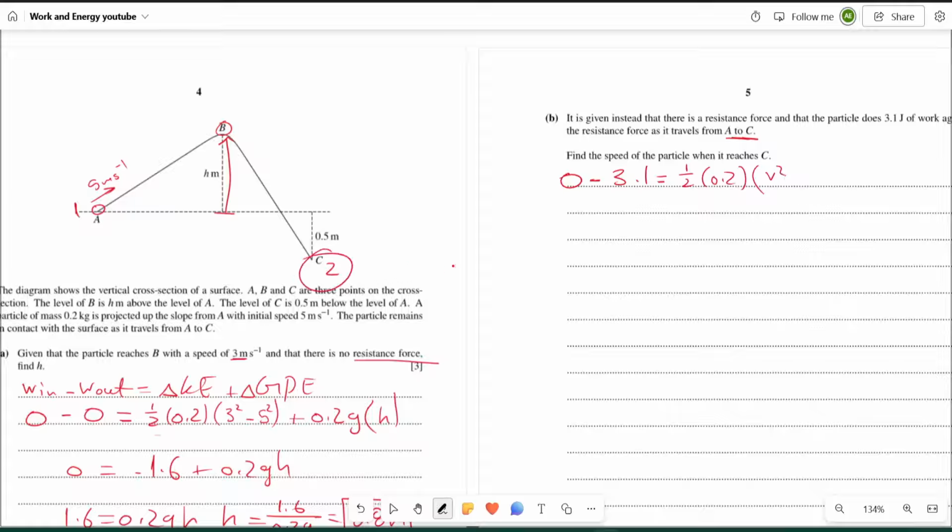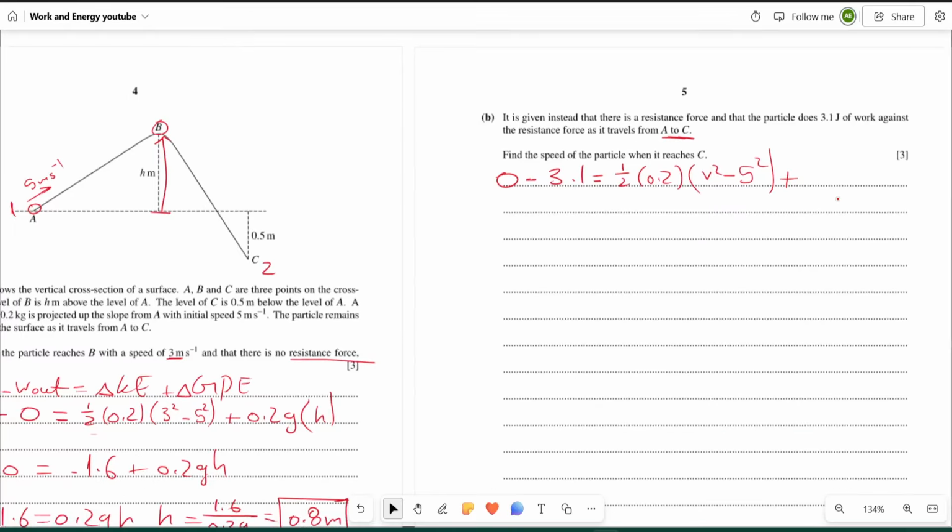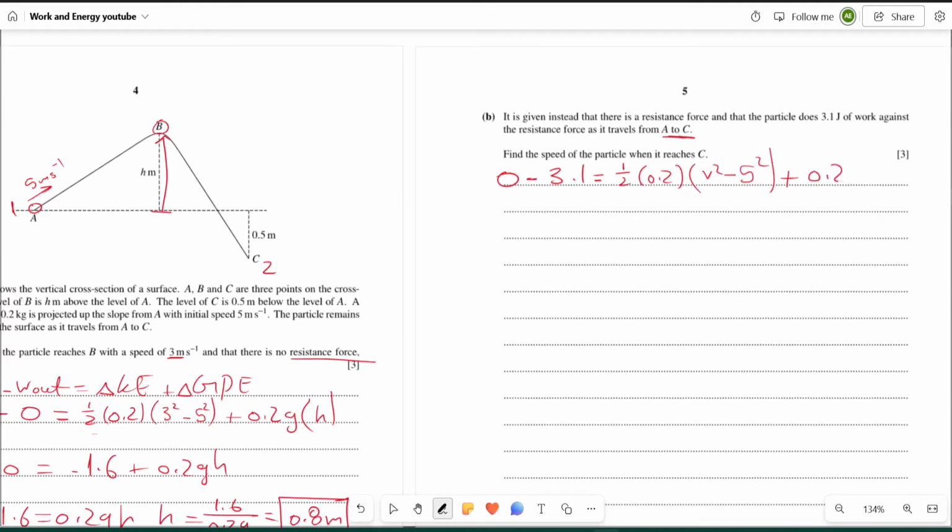The v final is the v at C, minus the v initial, which is at A, which is 5, minus 5 squared, plus change in gravitational potential energy. So it's 0.2 times g times h. What is h? What is the difference in height between A and C? You don't regard anything else that happened. You just see the initial point and the final point of your system, and that's it. So the difference in height is 0.5 meters from A to C. It's below from where I started, so it's going to be negative 0.5.